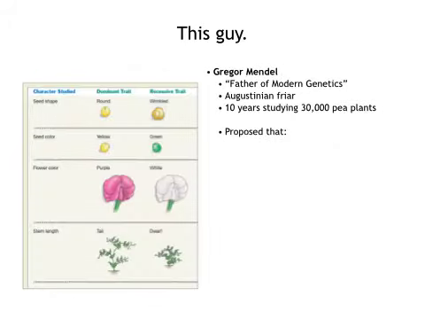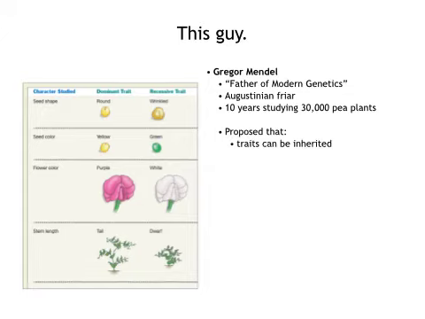So he noticed that there were certain traits in the pea plant that were either one or the other. For example, seed shape: they either had round seed shapes or wrinkled seed shapes, yellow seed color or green seed color, purple flowers or white flowers, or tall stems and dwarf stems. He studied these plants over a long period of time and started making observations about traits and how traits are passed on.